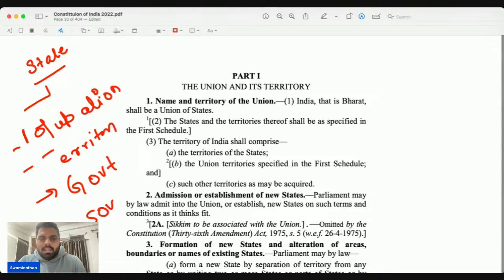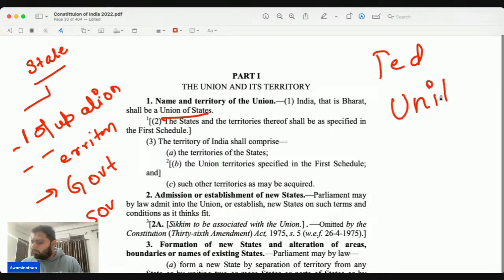But here you get an important piece of information: union of states. So what does union of states mean? Now, there are two kinds of systems of government. One is a federation, another is the unitary system. One is the federal system, and another is the unitary system.